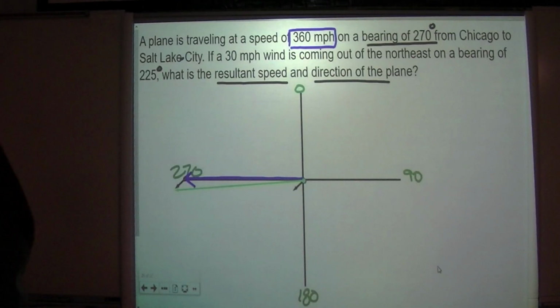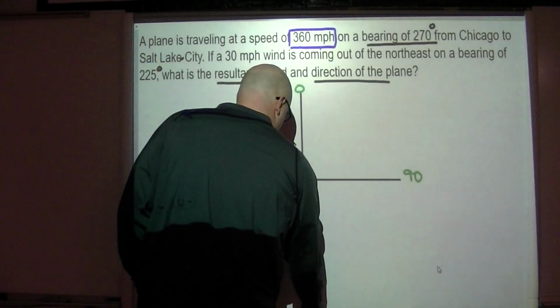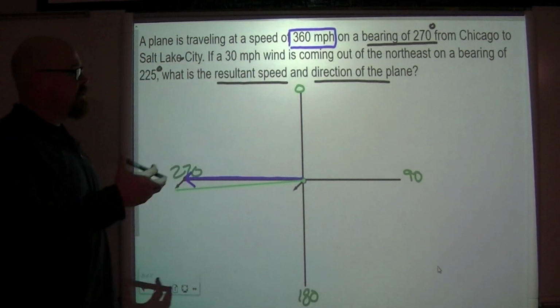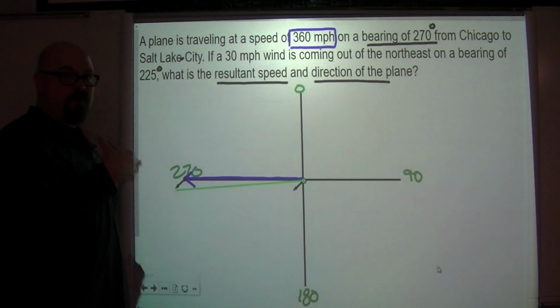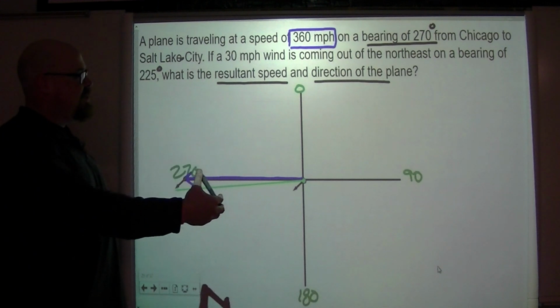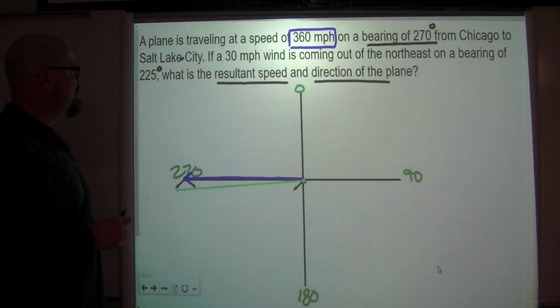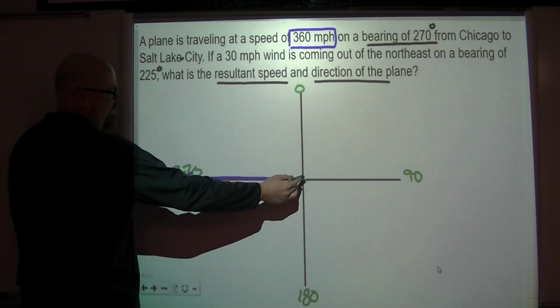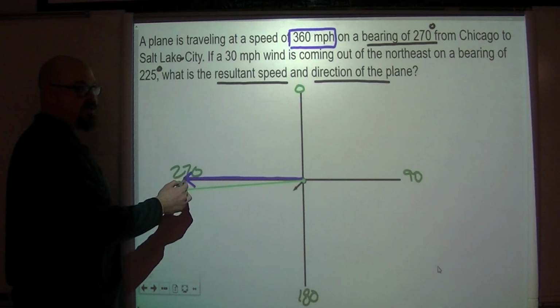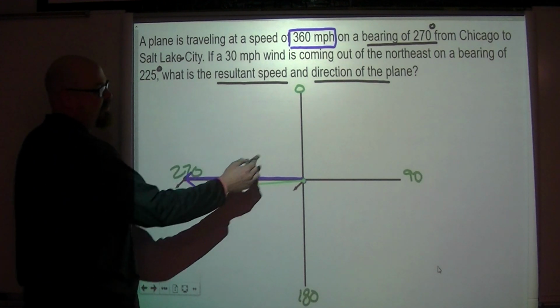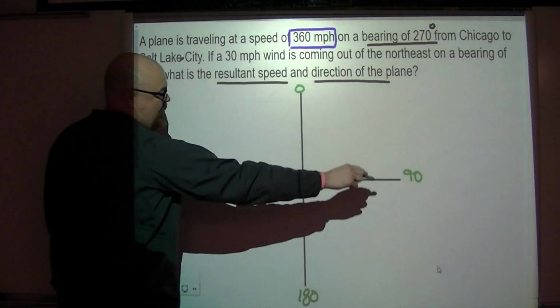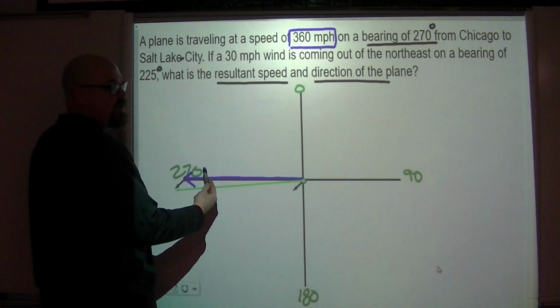Okay, let's pick up where we left off with this one. Again, go back, watch the bearings video first. Then this video talks about a plane heading from Chicago to Salt Lake City, Utah, heading on a bearing of 270 degrees. Okay, so the bearing is 270. That's measured from here all the way around to this direction.